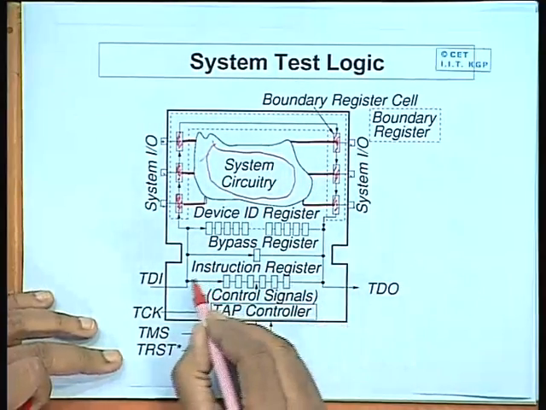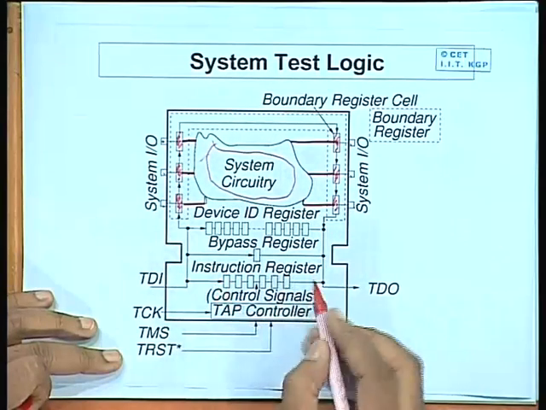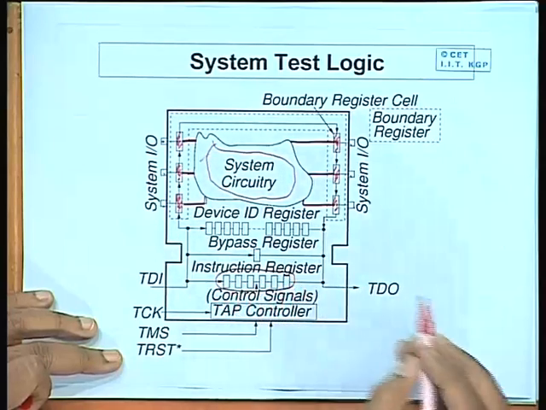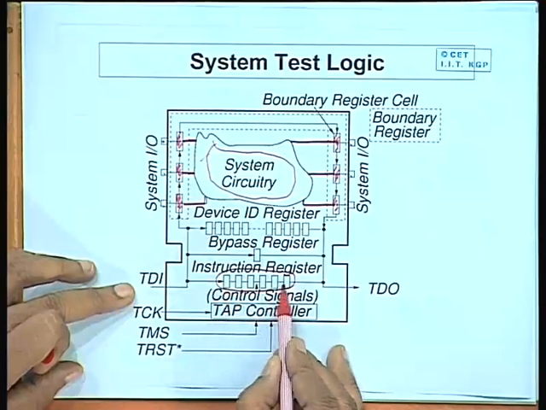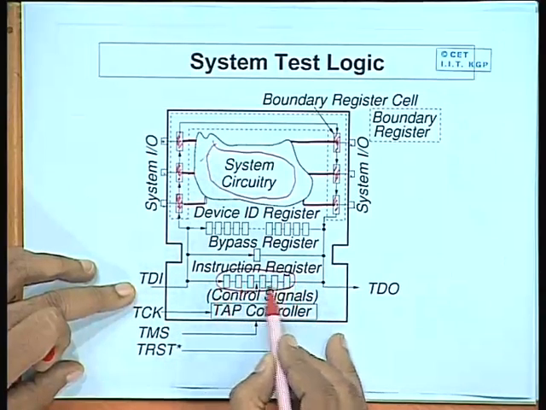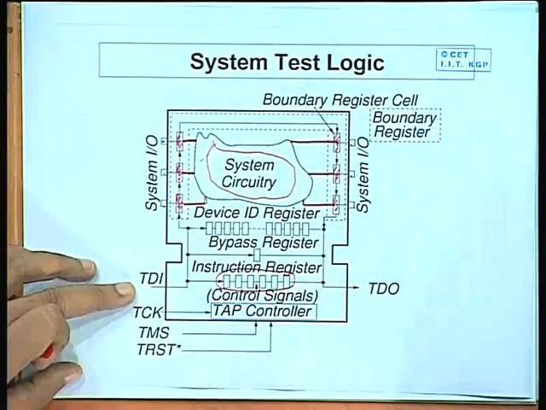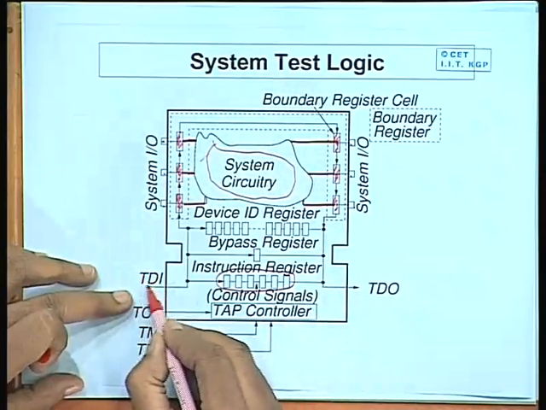For example, out here you have an instruction register. Now, the instruction register is actually a register comprising a few flip flops. Now, you can shift in some bit pattern here, and depending on the bit pattern, the kind of instruction you are trying to execute will be interpreted and executed. This instruction register can be fed through this test data input.